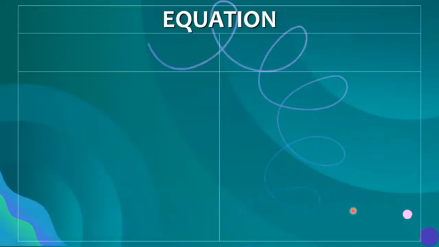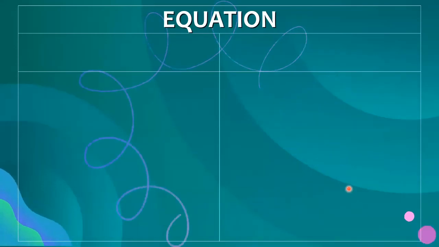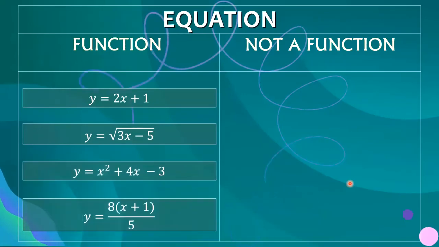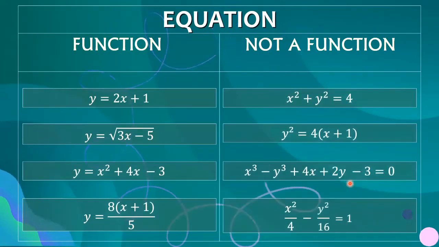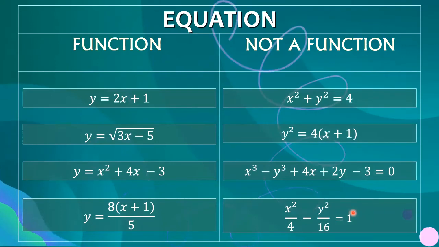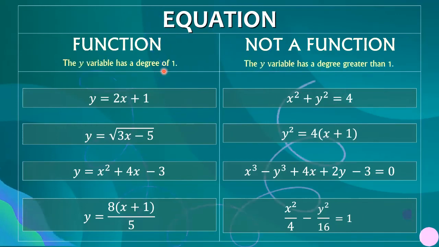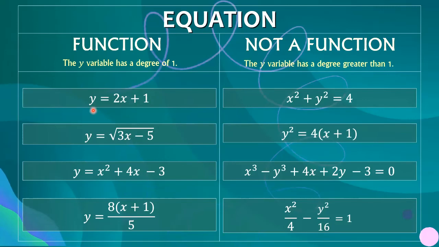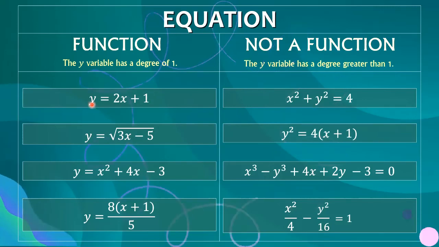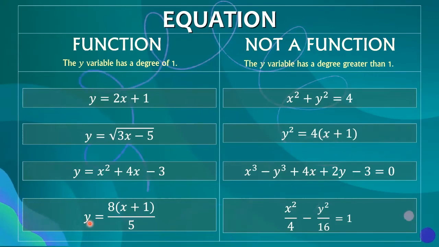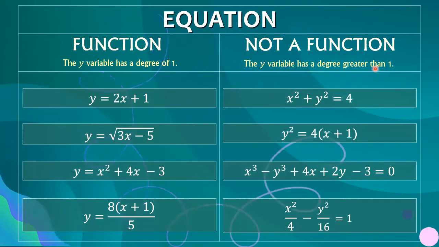Now, what if the given is an equation? How can we identify that this equation is a function or not a function? So observe. Okay, so an equation is a function if the y variable has a degree of 1. Kumbaga, yung exponent kay 1 only. I mean, exactly 1. And it is not a function if the y variable has a degree greater than 1.